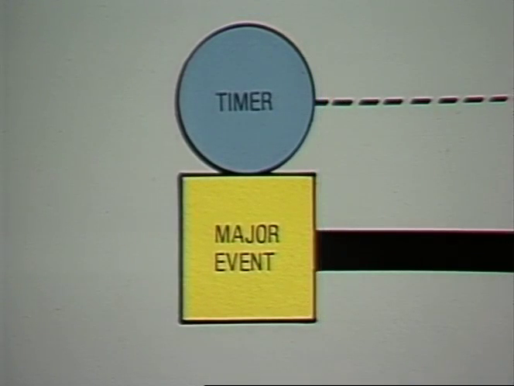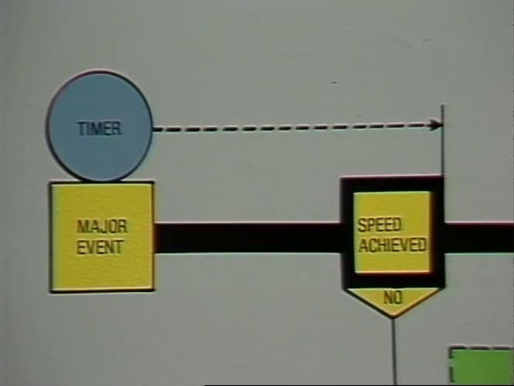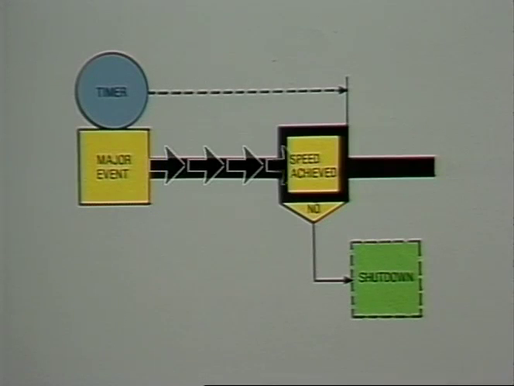As you can see, a major event is represented by a yellow block, while a timer is represented by a blue circle. The dotted line represents its timing interval. The bold black line represents the intended path of events when everything is working correctly.